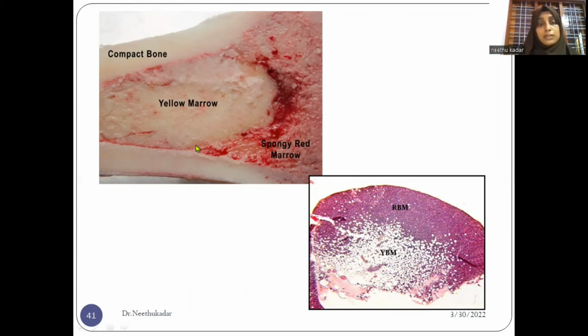It shows yellow bone marrow in the center of the medullary cavity, whereas in the periphery you can appreciate red marrow. Red bone marrow comprises precursor cells and blood cells, whereas the yellow bone marrow, in the histological section, comprises fat cells.